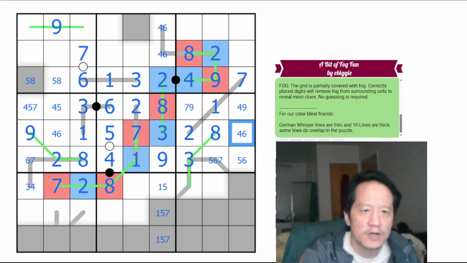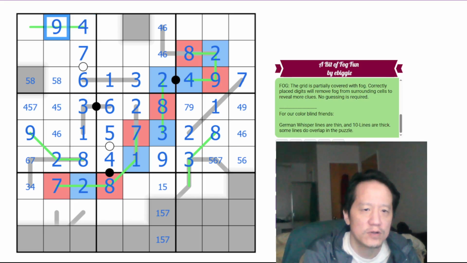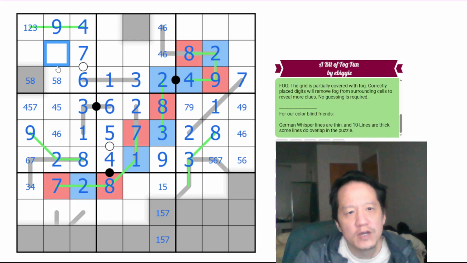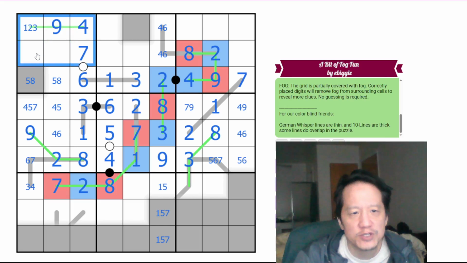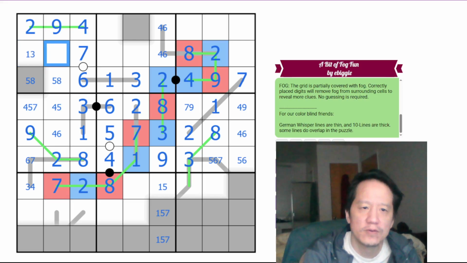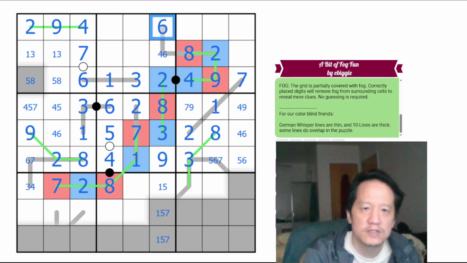What else do we have? Next to this has to be a low. And the only low left is a 4. This has to be 1, 2, or 3, but we don't know which one it is. Actually, we do know which one it is. Because the 2 can't be here because of this 2. Whereas the 2 possible in this box, it has to be here. So this is 2. This is a 1, 3 pair here. This 4 eliminates 4 from being here. So this is 6 and this is 4.